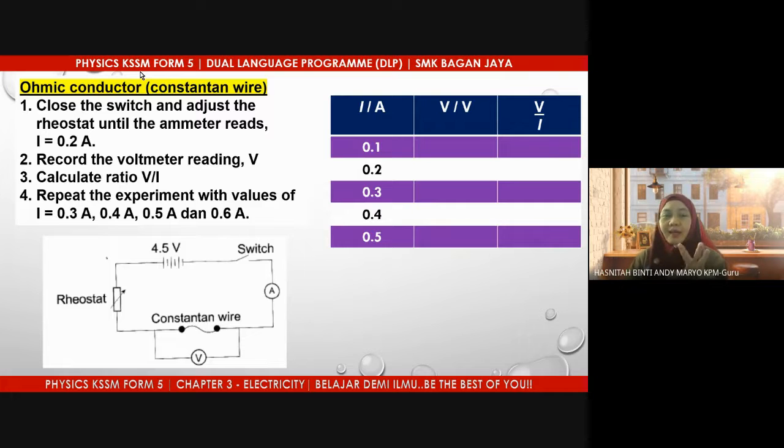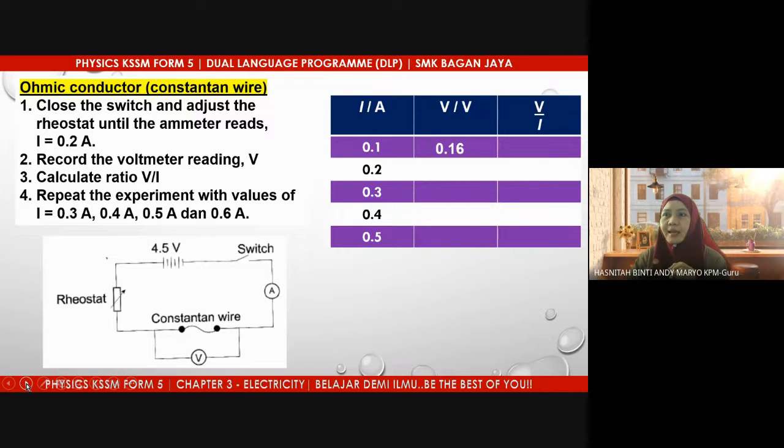We can select the magnitude of current by adjusting the rheostat, pushing the slider to the left or to the right. Then we record the voltmeter reading and find the ratio of V to I by calculation, and repeat this experiment by adjusting the rheostat to give a new value of current shown on the ammeter: 0.3, 0.4, 0.5 and 0.6. Remember, whenever you are conducting an experiment, we must take at least 5 different readings.